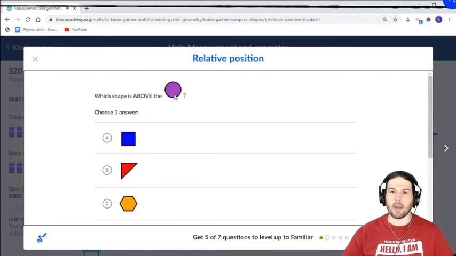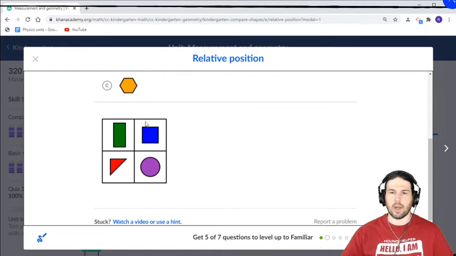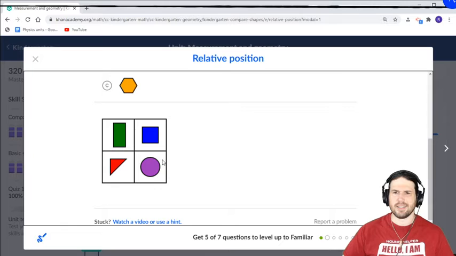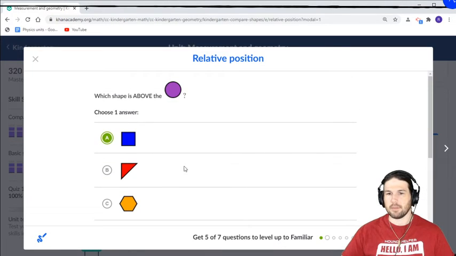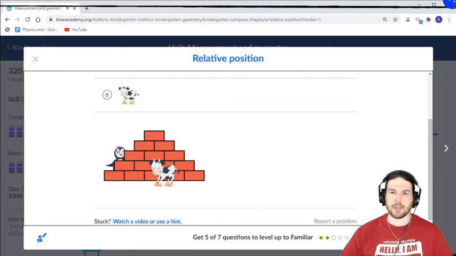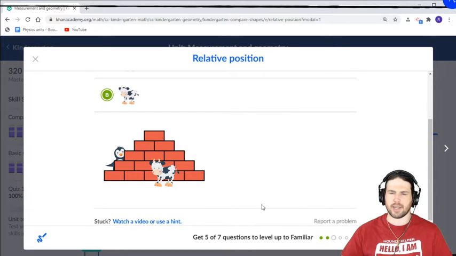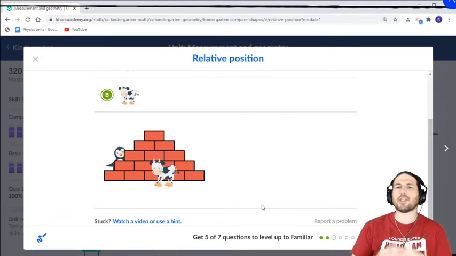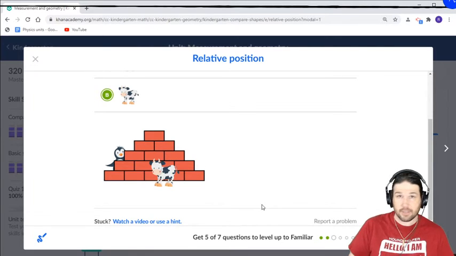Which shape is above the circle? Well, above means to the top of, I guess. Translated upward, it's the blue square. Which animal is in front of the bricks? Well, it looks to me like the penguin is behind the bricks, so the cow is in front of the bricks. And notice how we don't even expect the students to know the words for these animals yet, even though they probably do.